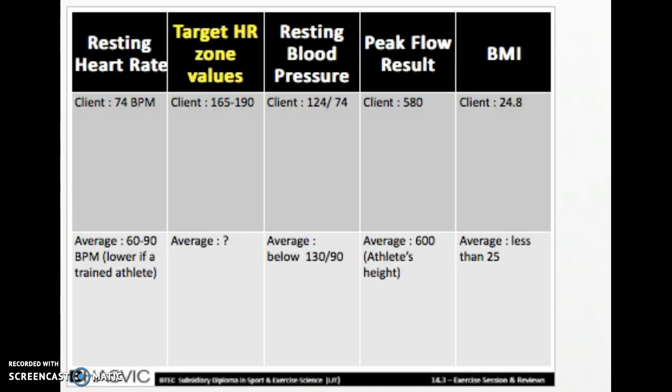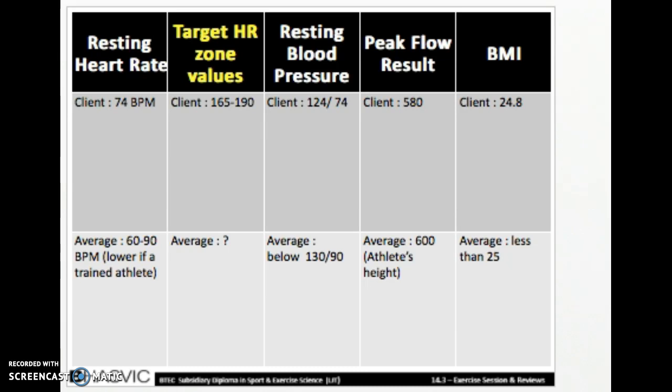The resting heart rate for the client is 74 beats per minute. The average heart rate for a male is 60 to 90 beats per minute, and it can be lower if it's a trained athlete. The target heart rate zone is 165 to 190 beats per minute. There is no real average, as I used the Karvonen principle to figure this out.